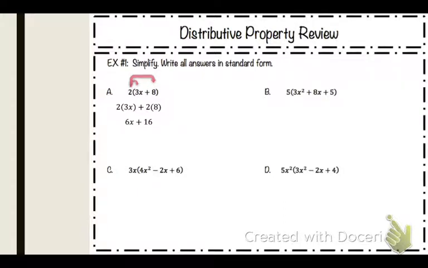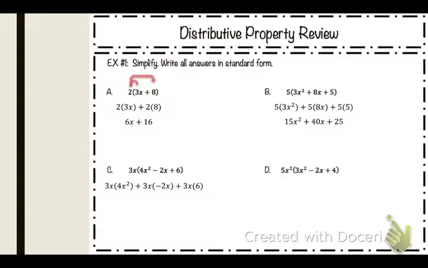Okay. Same thing on B. We're just going to distribute that 5. So it's 5 times 3x squared plus 5 times 8x plus 5 times 5. Finish multiplying it out. You get 15x squared plus 40x plus 25. Okay, let's do it again. So we're going to distribute that. So 3x times 4x squared plus 3x times negative 2x plus 3x times 6.